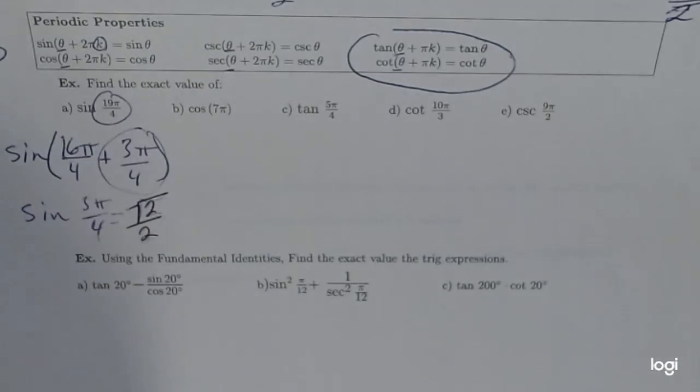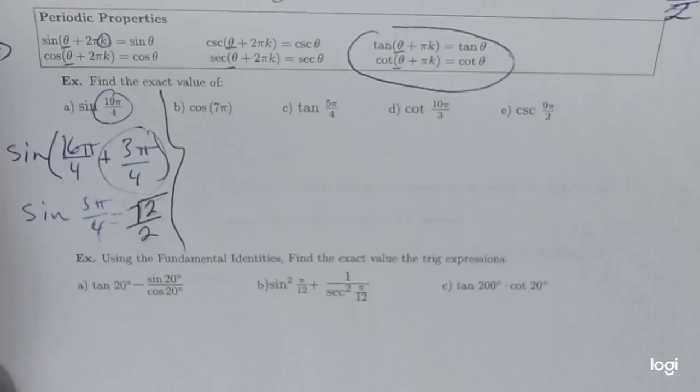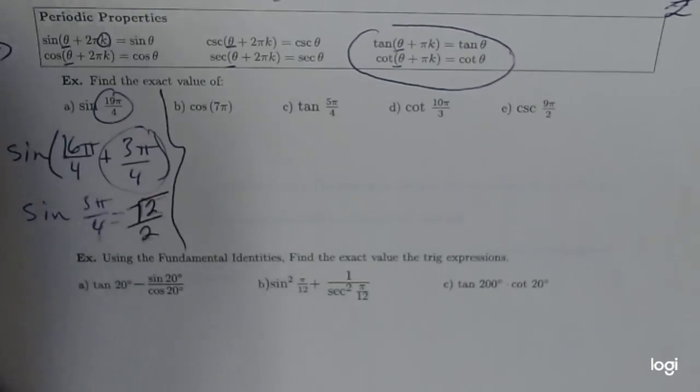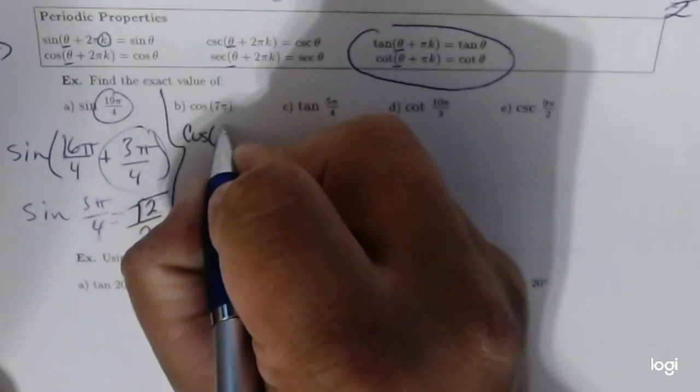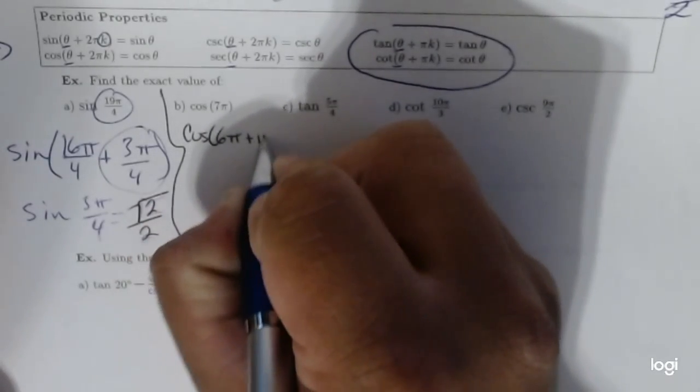And there's your answer. Okay. So let's try B now. Cosine of 7 pi, again, can be written as 6 pi plus pi.